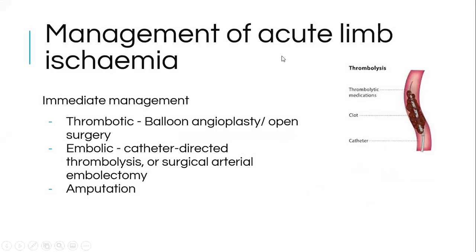Having said that, the management of acute limb ischemia, immediate management. So if you've got a thrombotic cause, you've got to get something in that and open it up. So the balloon angioplasty that I showed you an image of, where you stick a wire in, you open up a balloon and leave behind a nice wire mesh. You've got your embolic, so a clot has gone and blocked it off. It's kind of similar because you stick a little wire down, but this wire you inject medication into, so you thrombolize it, it breaks up the clot. Or a surgical arterial embolectomy. You basically cut down to the artery, find where the clot is, stick a wire in and pull that clot out. If that's all failed, you might need to amputate.